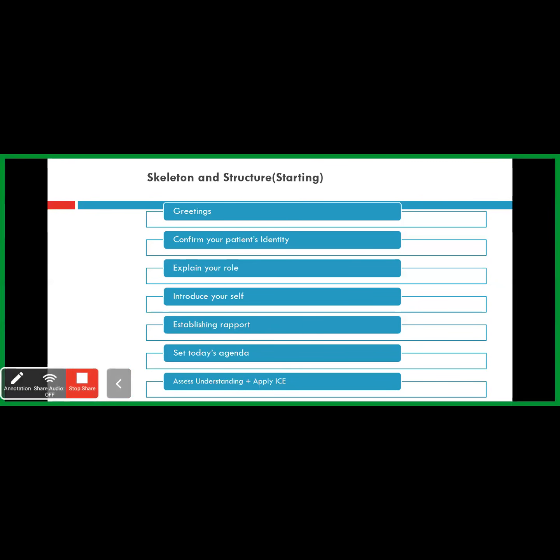Are you able to see my screen now? Yes. So I was talking about the ICE, right? You have to take the insight first, like how much he knows about the condition. Now this is ICE: I for ideas, C for concerns or expectations, and E for explanation.